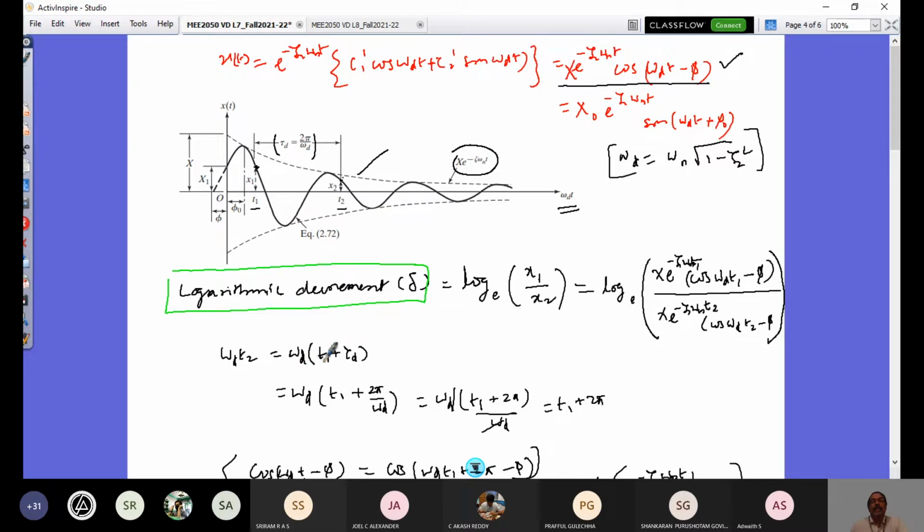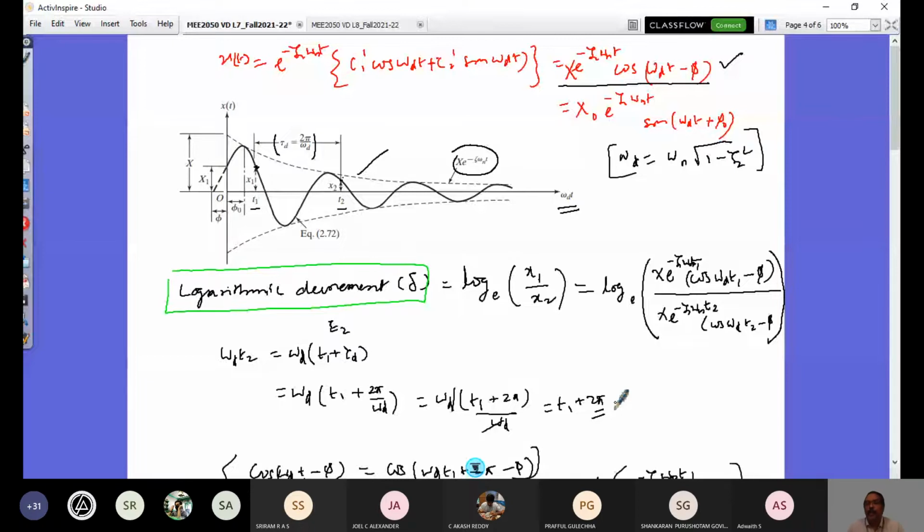So omega d into t1 plus tau d. So it is t1 plus this period of one complete cycle that is added here. That's t2. So t2 is t1 plus tau d. If I put that, I would be able to get omega d t1 plus 2 pi radians angular displacement.